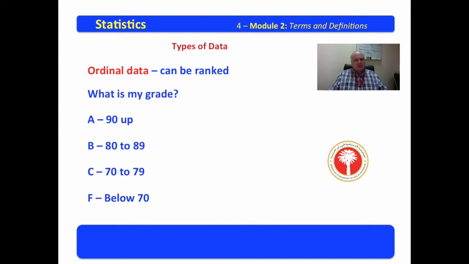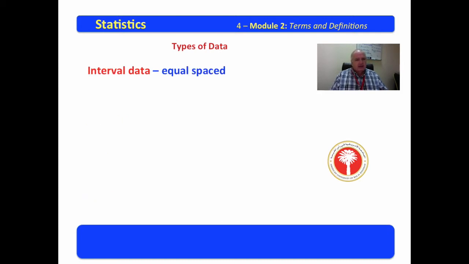The same is true of a grade. Have you ever found that an A with one teacher is not equivalent to an A with another teacher and not equivalent to an A with another teacher? A, B, C, and F are an example of ordinal data.